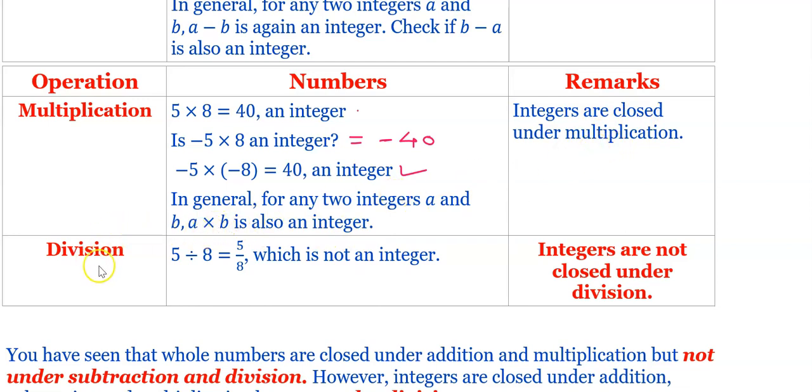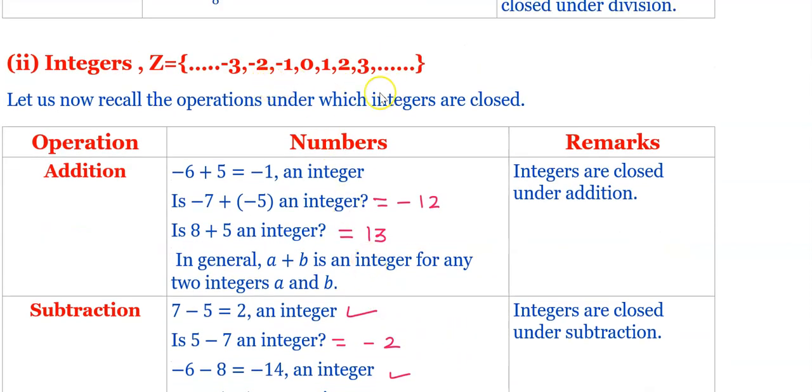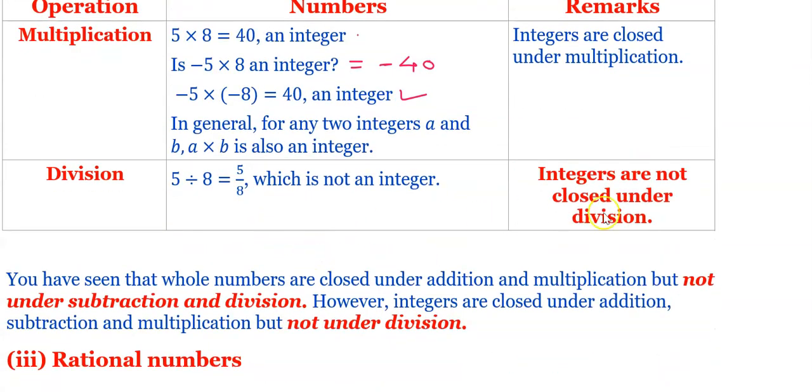Now the next, division. If I take again 5 and 8, 5 divided by 8 equals 5 by 8. This is not an integer because in the set of integers these are the elements. Therefore, this fraction 5 by 8 is not there. Therefore, integers are not closed under division.